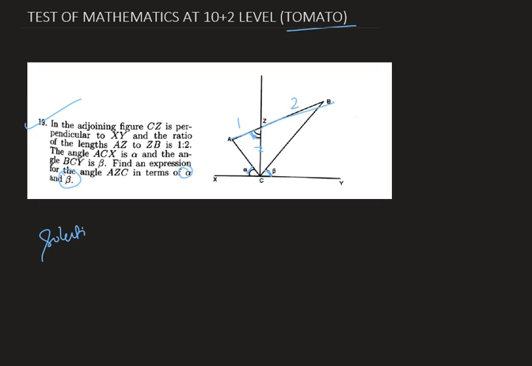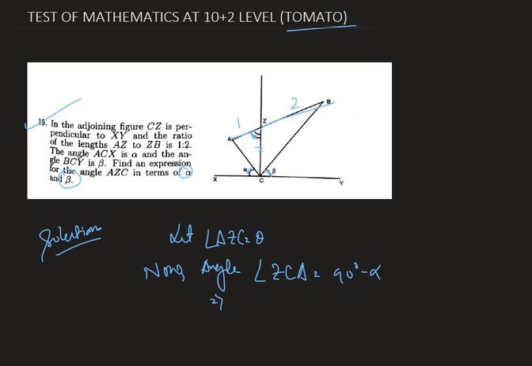So let's try to solve this problem. First of all, let the angle AZC be theta. Now angle ZCA is therefore 90 degrees minus alpha, and this implies angle CAZ is equal to 180 degrees minus 90 degrees minus alpha minus theta, which is equal to 90 degrees minus alpha minus theta.